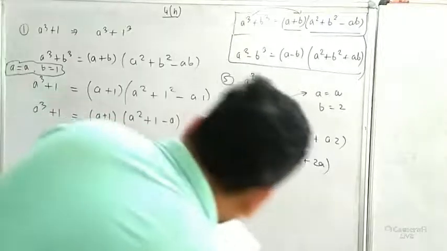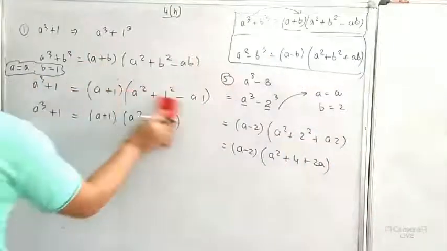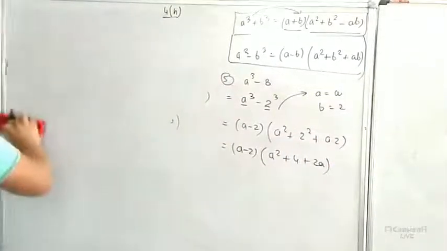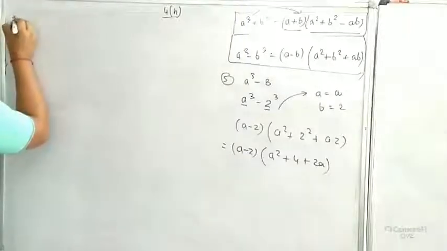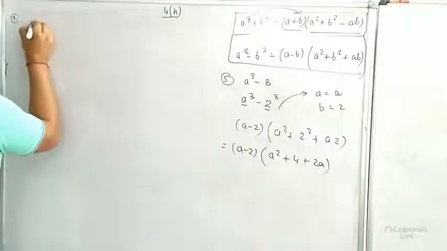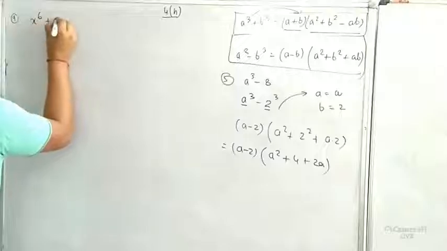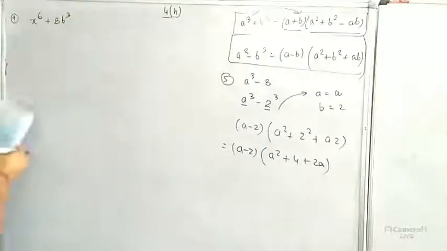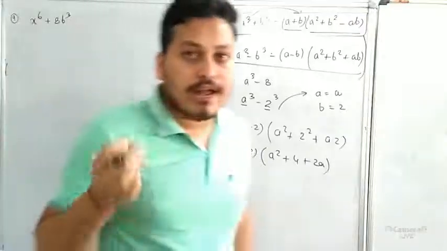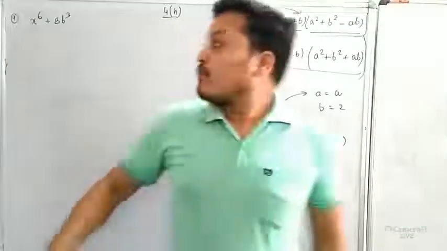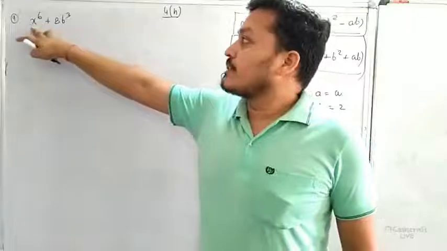The next one is question number 9. What is the ninth question? The question number 9 is x to the power 6 plus 8b to the power 3. So I told you, first of all identify the condition of the formula, identify which form is given here, cube, and this is the cube.